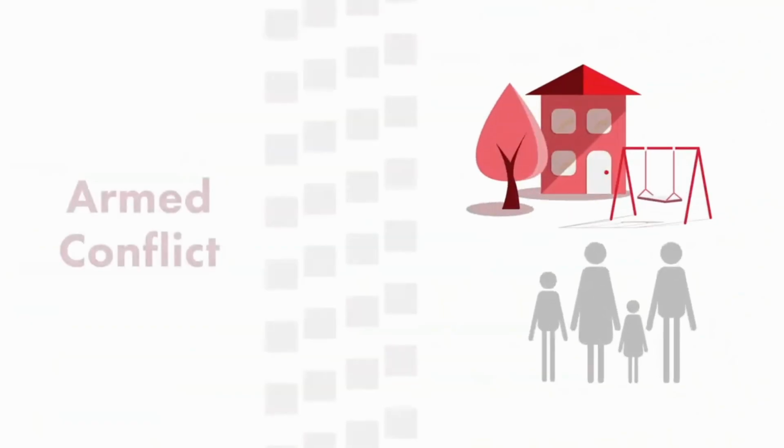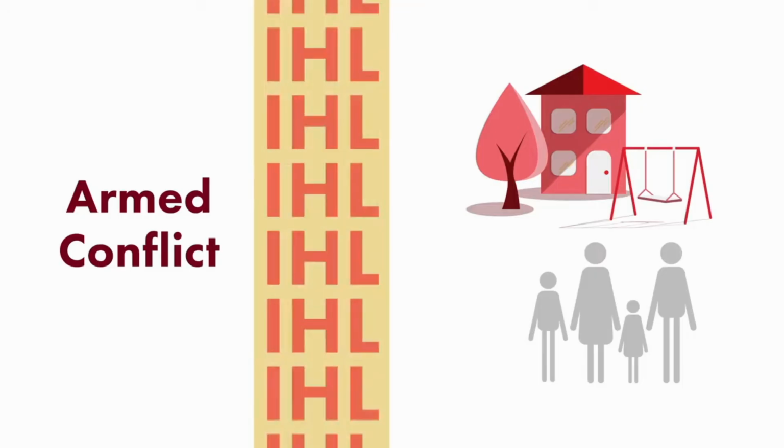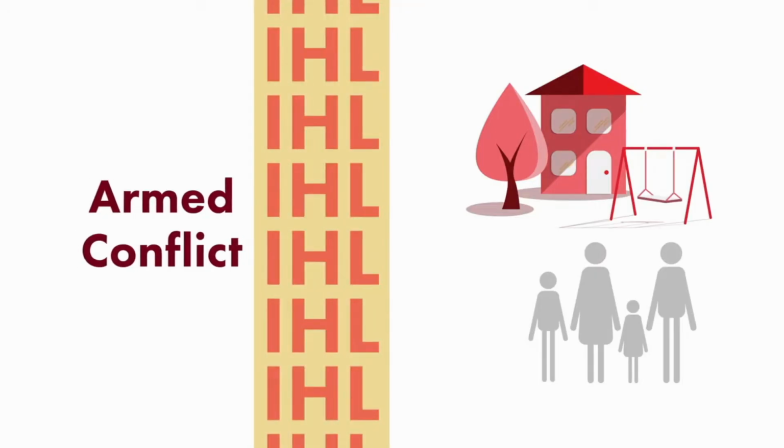IHL recognizes that civilians and their objects cannot be completely spared from the violence and destruction that is always part of armed conflict. However, it does seek to limit the effects of armed conflict on civilians. The principle of distinction, along with the other three fundamental principles, are how IHL attempts to protect the victims of armed conflict.